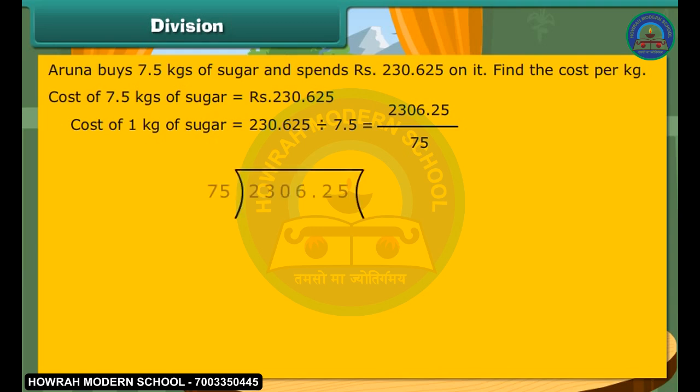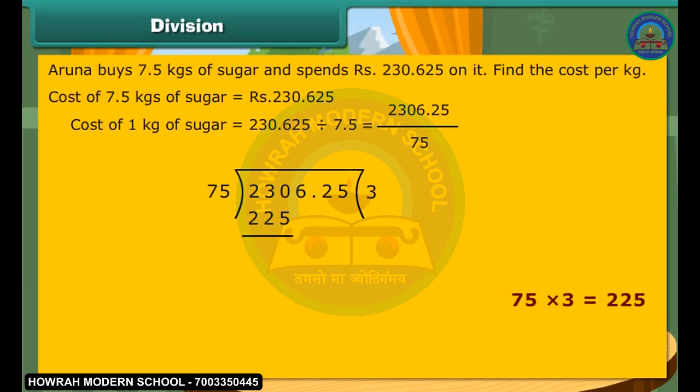Now we divide 2,306.25 by 75. Write the two numbers down as shown. Take the first two digits of 2,306.25 together, that is 23. 23 is too small to hold 75. Now consider the first three digits together, 230. 230 is big enough to hold 3 times 75, that is 225. Therefore, write 3 on the right and 225 beneath 230.